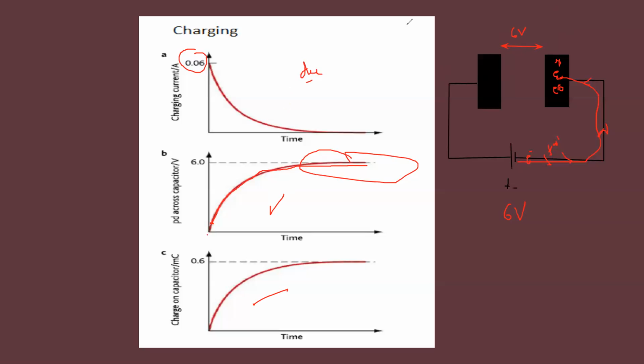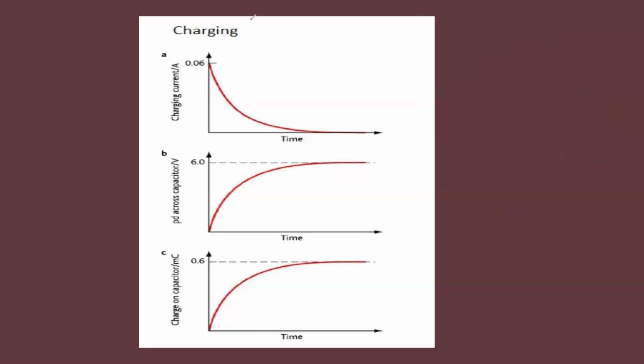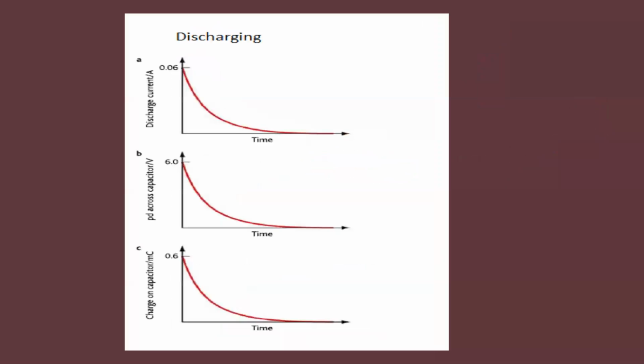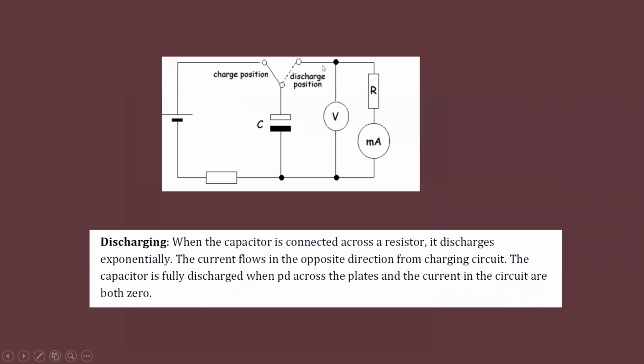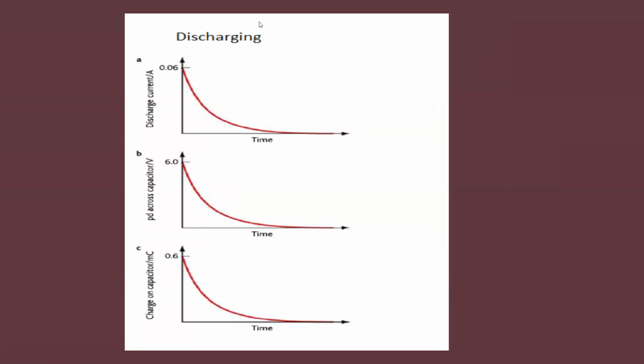This is for charging. What about discharging? For discharging it's also the same. The current is the same. Why are the discharging and the charging currents the same? The reason is that current is a flow of charges. Current is not something which is stored. It's just a movement or the flow of charges.